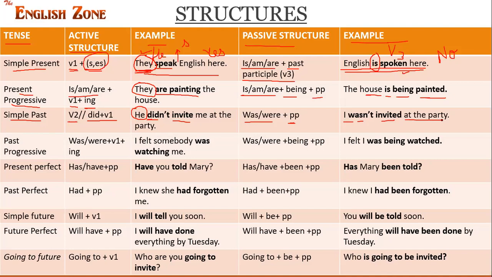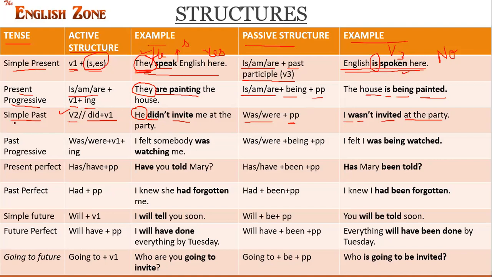So in case of the simple past, we have to use the second form. If I say he invited me at the party, अगर मैं इसी सेंटेंस को पॉजिटिव में कन्वर्ट करती हूँ तो the answer would be he invited me at the party, and the passive structure would be I was invited at the party. But it's a negative. So in case of the negative, we have to use did plus first form of the verb. Or in case of the passive structure, we will use was were plus third form of the verb.